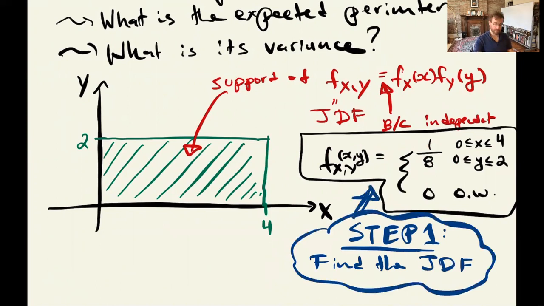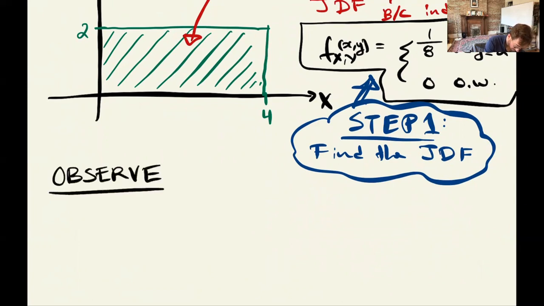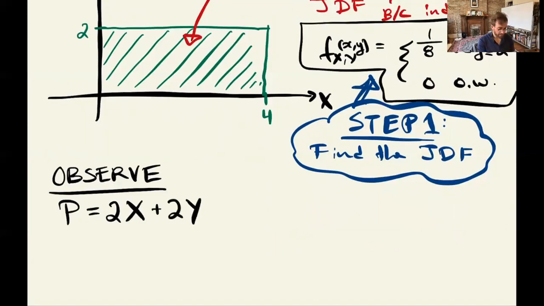All right, cool. So once we've identified what the joint PDF is, or JDF, we now need to figure out what are the possible values for this parameter. So here I want to make an observation. So my perimeter is going to be 2 times the width plus 2 times the height is the perimeter.